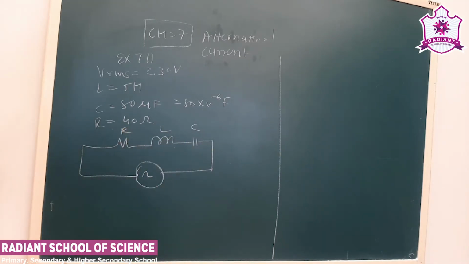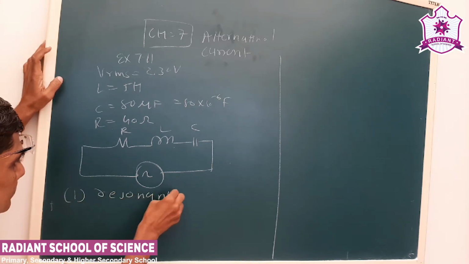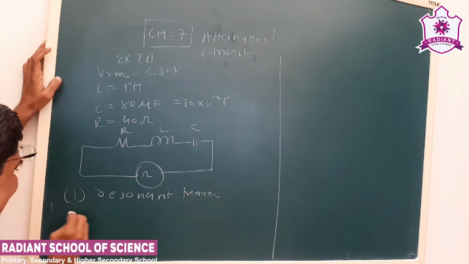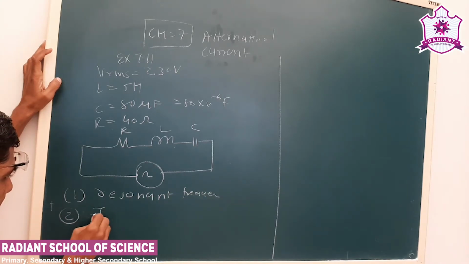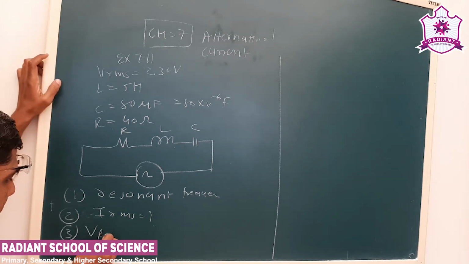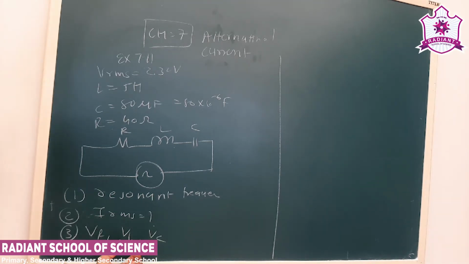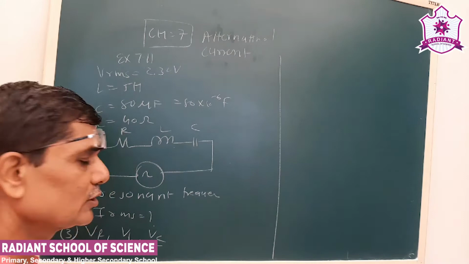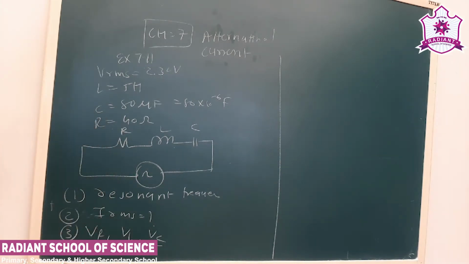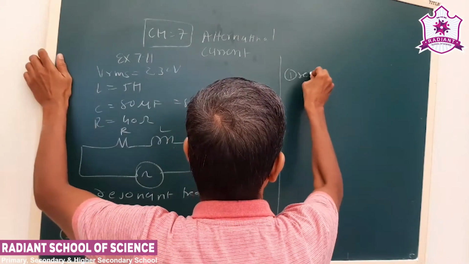Now, first we have to find out the resonant frequency. Then we have to find out IRMS. Third, we have to find out VR, VL, and VC. Also, we have to find out the voltage across the combination of VL and VC. Now first, see the resonant frequency.